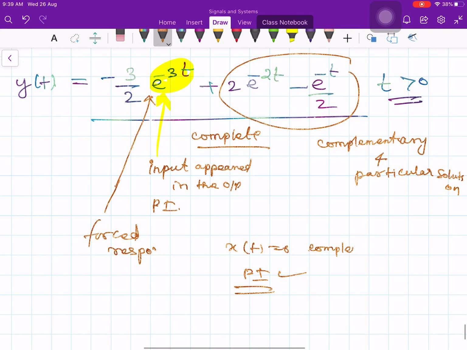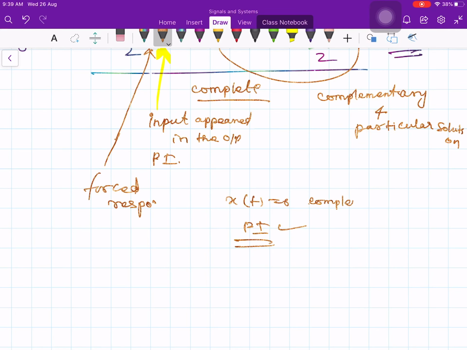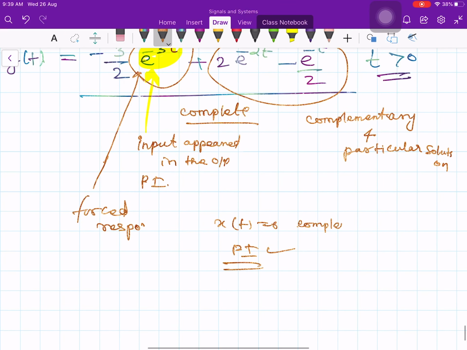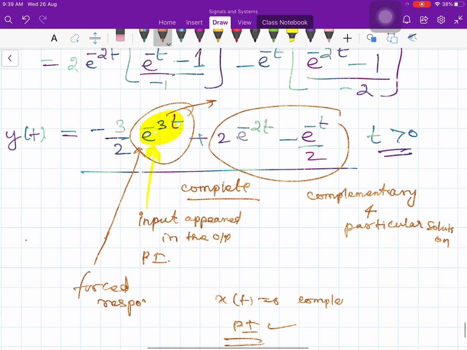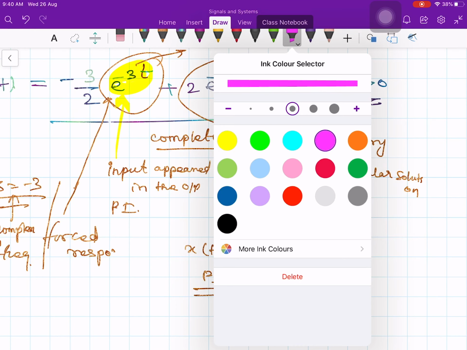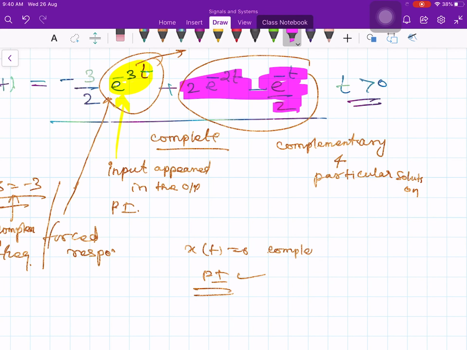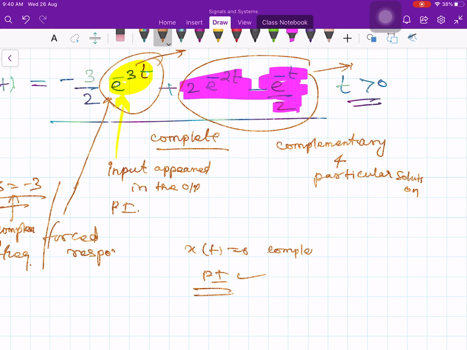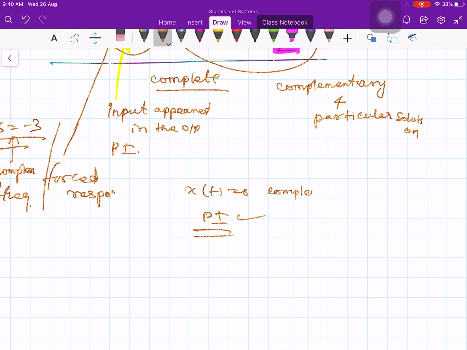Okay, therefore, the forced response will have only this particular e to the minus 3t. And in this e to the minus 3t, where 3 is a complex frequency, s is equal to minus 3. This is the complex frequency, right? And then the second part, this part is called a natural response, which contains the response when there is no particular input. In mathematical terms, we call it a complementary function.